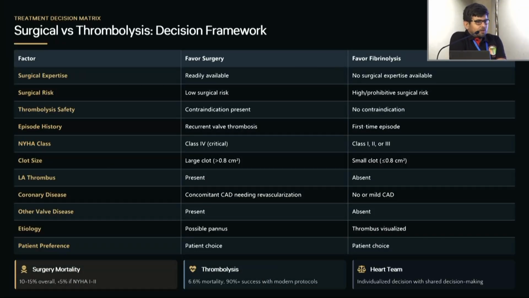So as I said, for whom we have to do surgery and whom we have to do fibrinolysis: if surgical expertise is available and low surgical risk, if there is a contraindication for thrombolysis, if the patient is having recurrent episodes and having a worse score, that is NYHA 3 or 4, when the clot size is more than 0.8 centimeter, the patient is having a concomitant coronary artery disease where the patient has to undergo a cardiac surgery, or if there is a pannus.